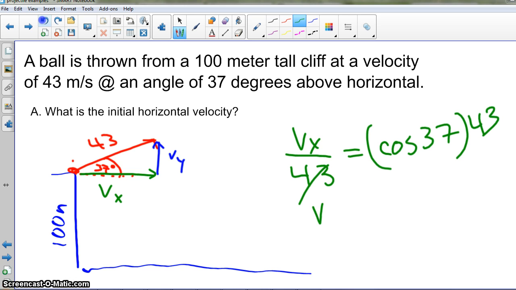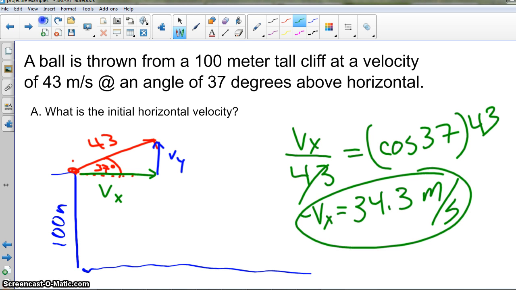So somebody have that number on a calculator. 34.3 meters per second. Maybe one too many sig figs, but that's all right for now. So we got our Vx is 34.3, and that is the answer to this question: What is the initial horizontal velocity?